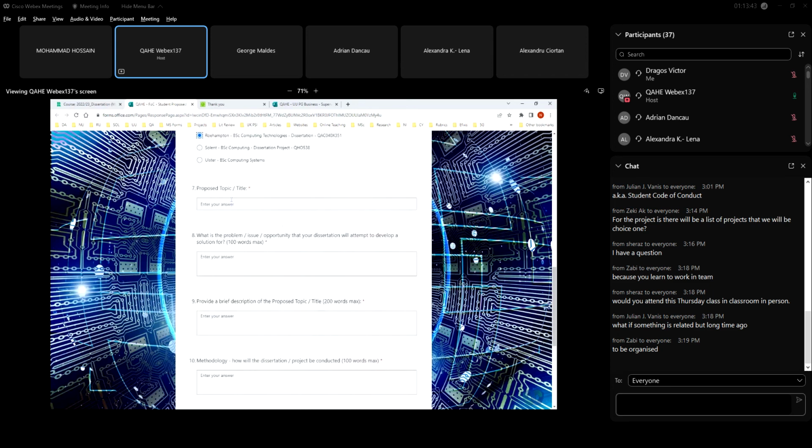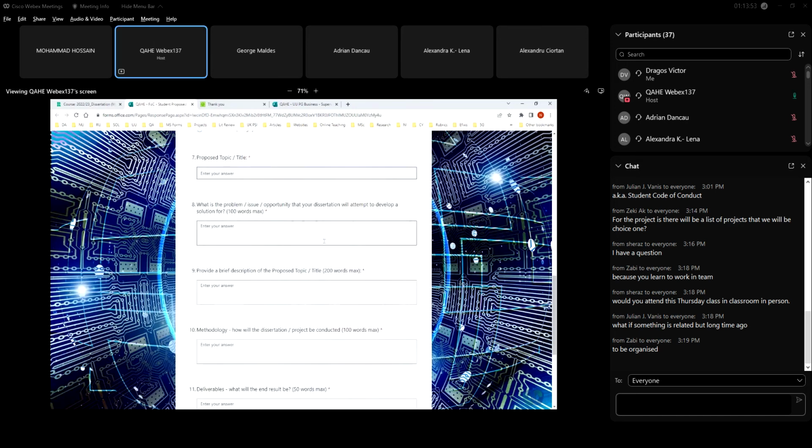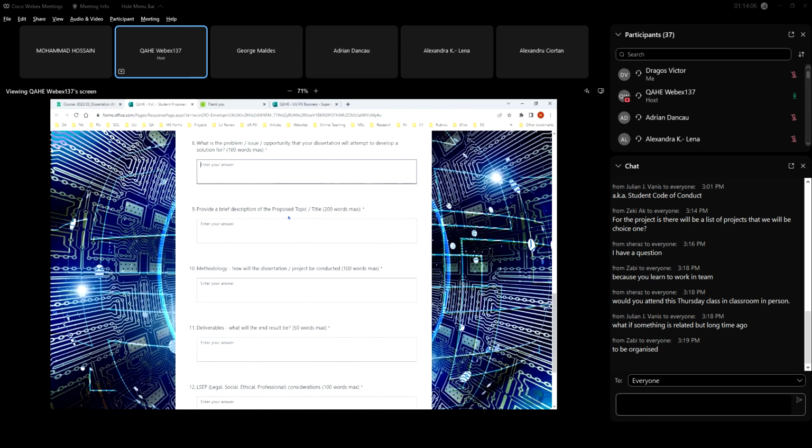There it is. A few words as an indicative title. What would you like your project to be on? Then, because the dissertation is a solution to the problem, you need to say, what is the problem? You see, 100 words, that's just a few lines. What is the problem that you're going to try to solve? Provide a brief description of the proposed topic. So write a few more things about it.